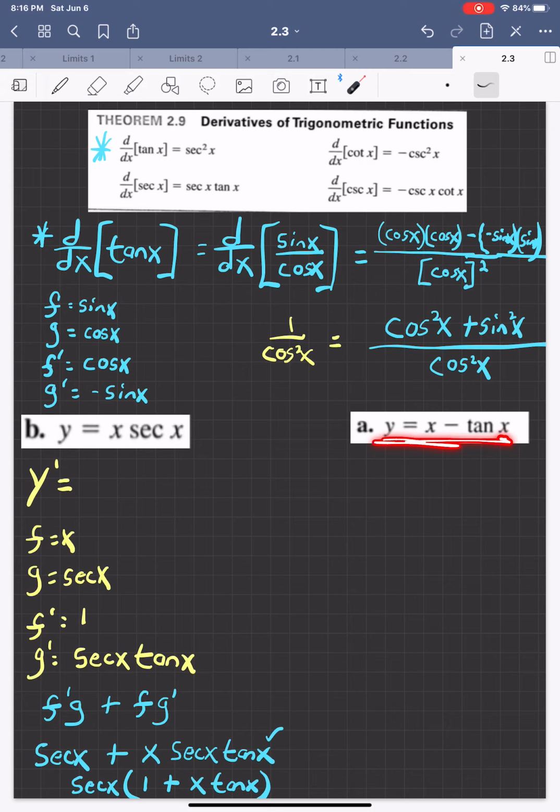Here, we don't need product rules or quotient rules as long as we have access to these definitions. So y prime, the derivative of x is 1. And again, I want to make sure I stress this. Just like you can memorize that the derivative of sine is cosine, you can commit to memory that the derivative of tangent is secant squared x. Or if you have a formula sheet, then you can look it up that way.